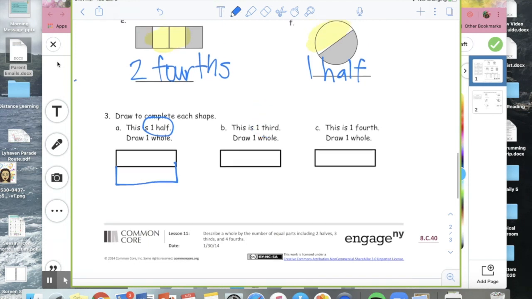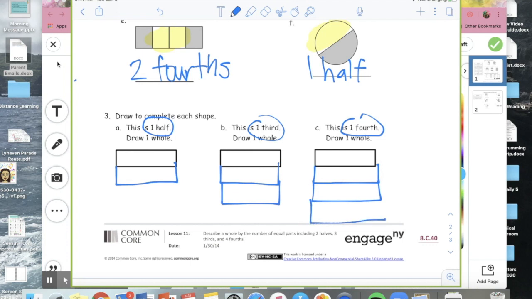Here it shows 1/3. So remember, you need 3 total parts. So I need 1, 2, 3. Okay? So that would show 1 whole because it's thirds. And then C, it's 1/4. So I want to have 4 total parts. I'm going to draw 3 more to create 4 total parts to draw 1 whole. Okay? All right. So let's go to your assignment on Seesaw.